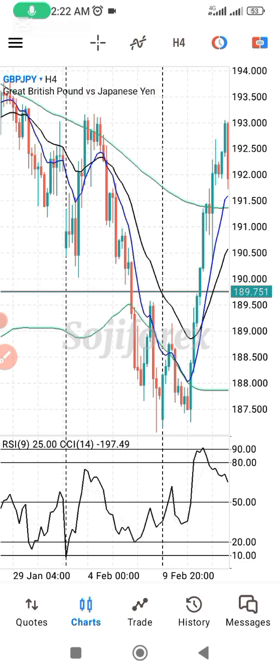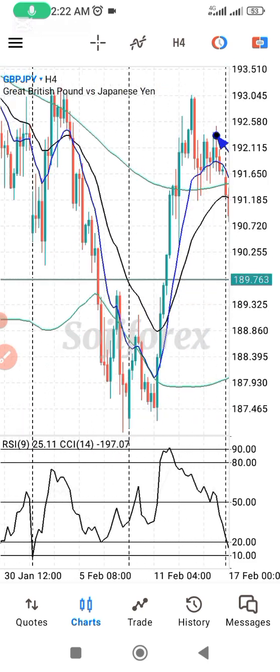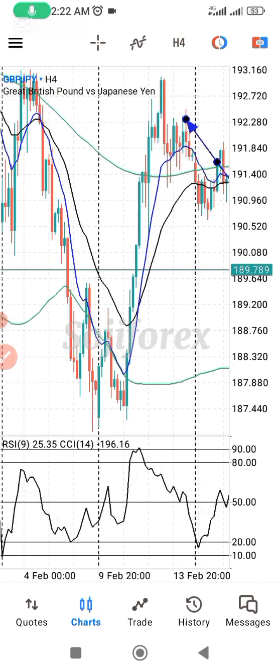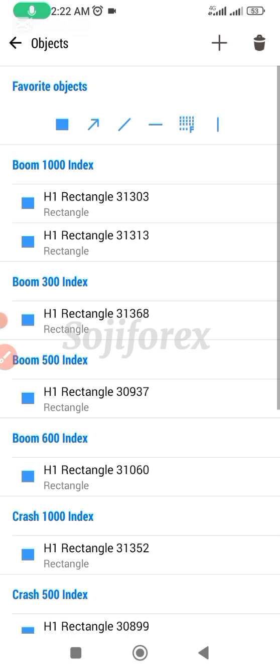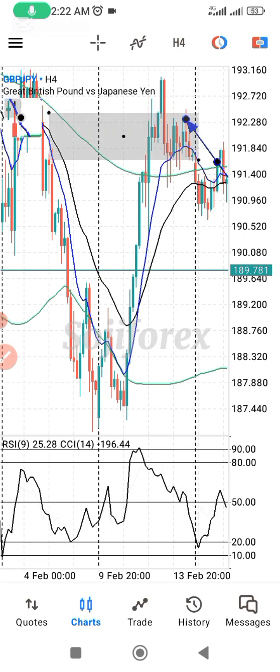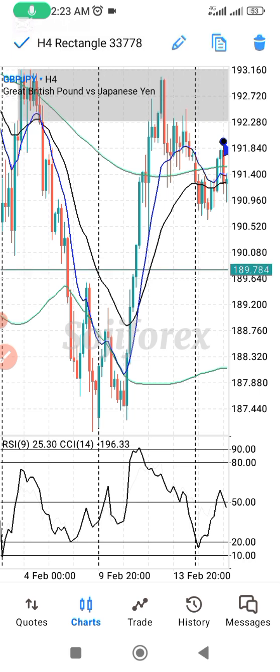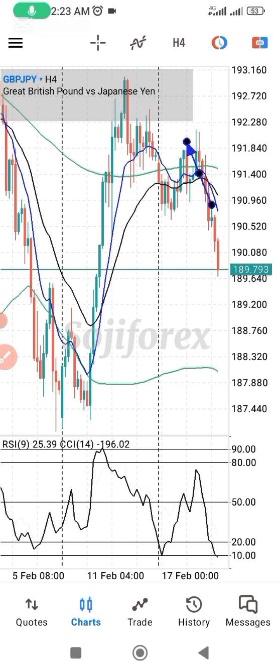So let's look at this side. Now we want to mark our point of interest. Our point of interest is this previous order block. Now here is our point of interest. Remember, we say anytime we determine our trend, we need to do what? We need to mark out our point of interest.